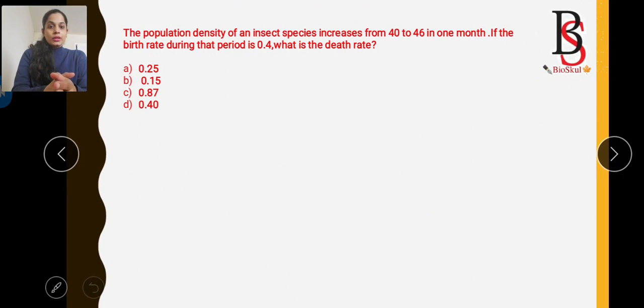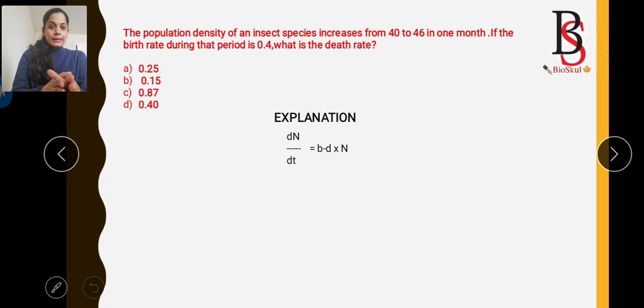Question number 2. The population density of an insect species increases from 40 to 46 in 1 month. So here dN is 46 minus 40, which is 6, and dt is 1. If the birth rate during the last period is 0.4, so birth rate B is 0.4, it's already given. What is the death rate? You have to calculate the death rate.